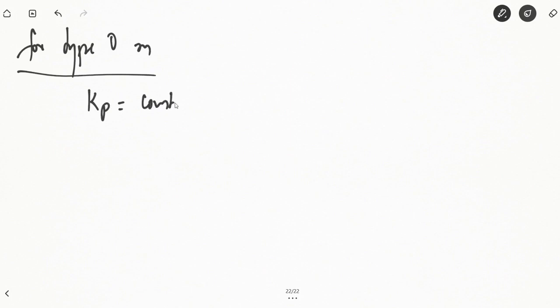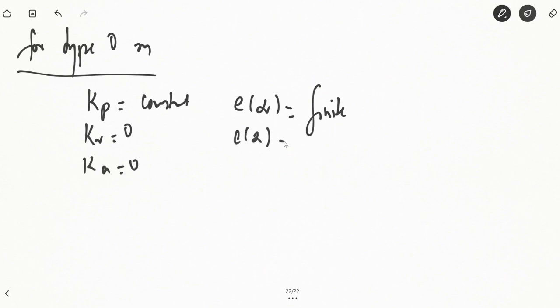So for a type 0 system, Kp comes out to be constant, where Kp is given by the limit as z tends to 1 of G(z). So for this system, Kp is constant, so you can say e_ss is finite. Kv is 0, Ka is 0, so e_ss is infinity. Fine. So you can actually draw that table.